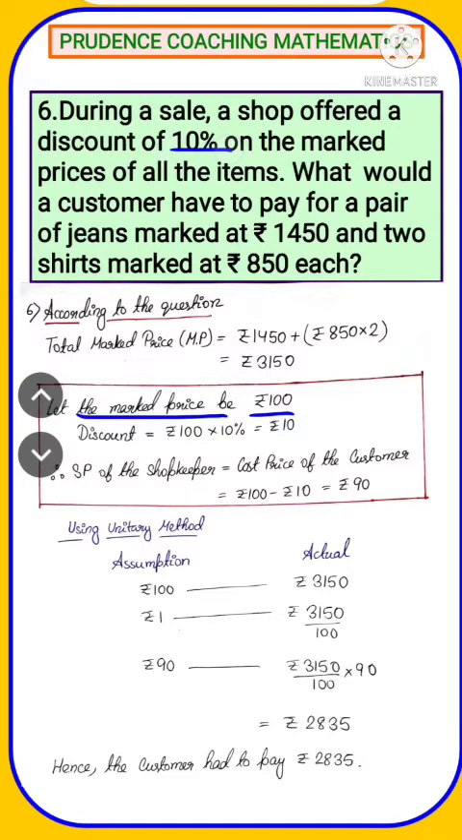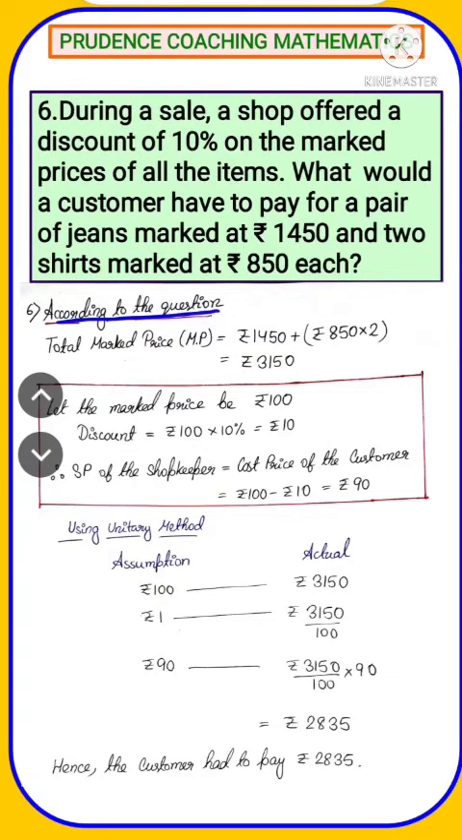So as you can see here, we have assumed let the marked price be 100, and here discount is 10%. So if we calculate discount on this rupees 100, you will find rupees 100 into 10%, 100 into 10 by 100, 100 and 100 will cancel and we will get rupees 10. This is the discount. So the selling price of the shopkeeper, or the cost price for the customer, will be MP minus discount. So rupees 100 minus 10, you will get rupees 90. These are the things you need to do. This is the assumption.